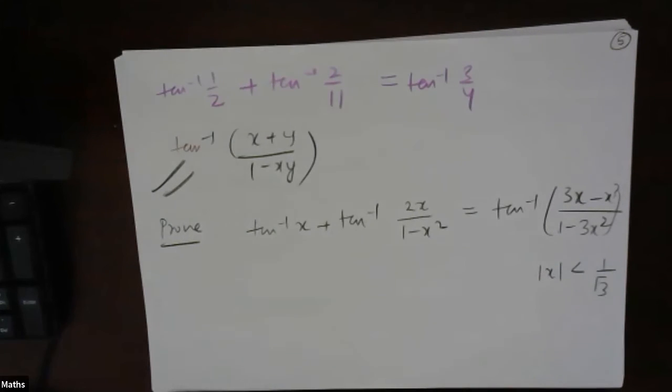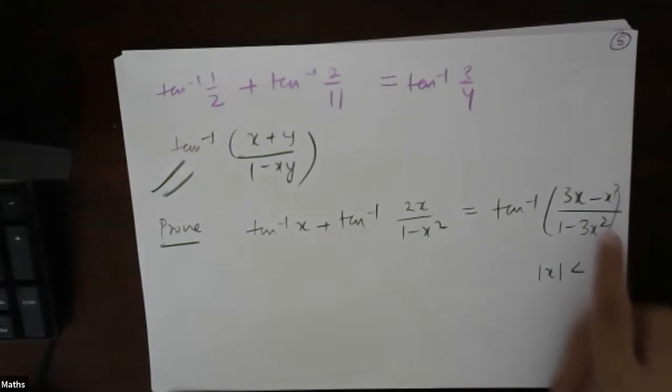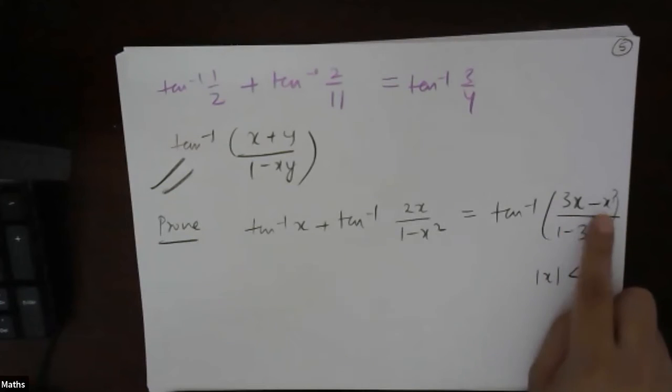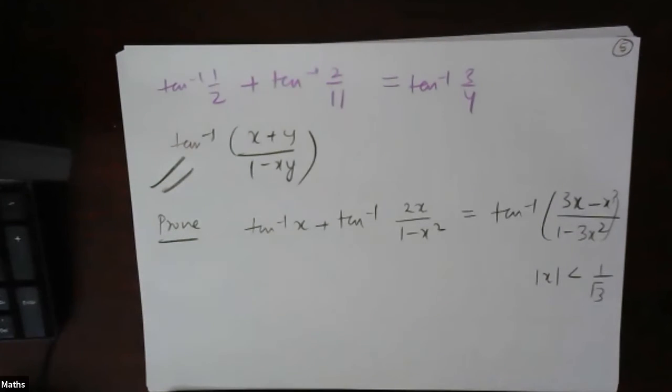Representation of graph can be asked. Graph representation of a function, or a graphical approach, is there in NCERT, so it can be asked. Don't worry. This is 3x minus x cube upon 1 minus 3x square. Okay, solve this one. For a 1 mark question, you can simply write the answer. There is no point of showing the working.